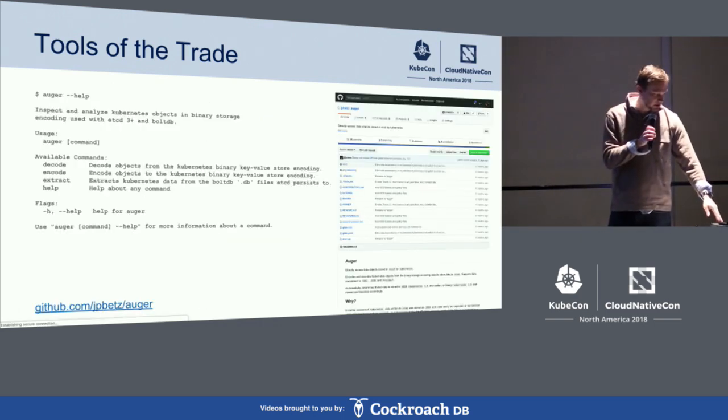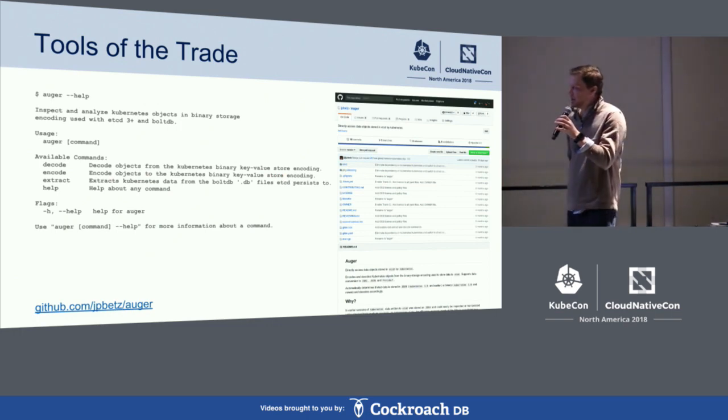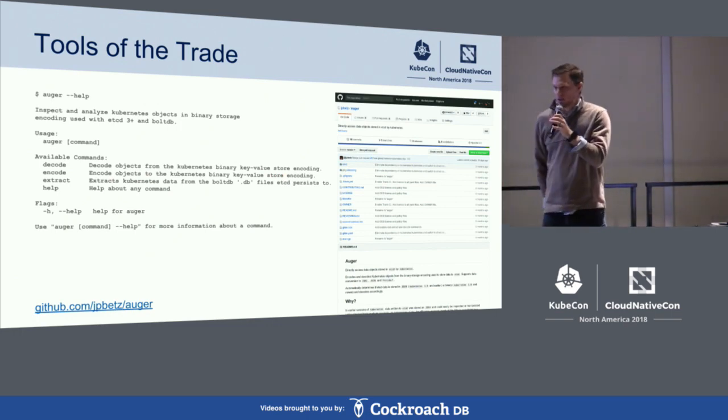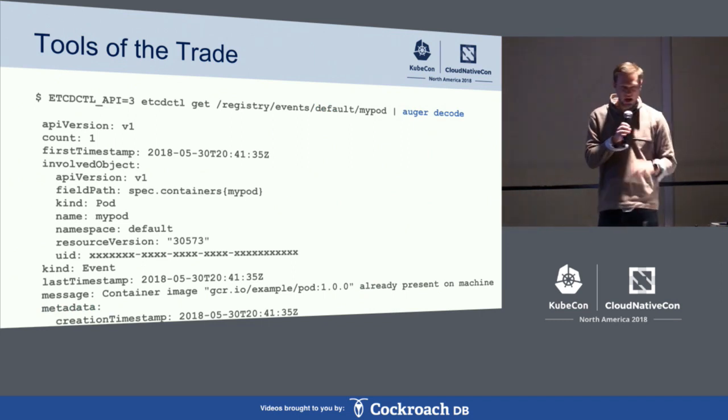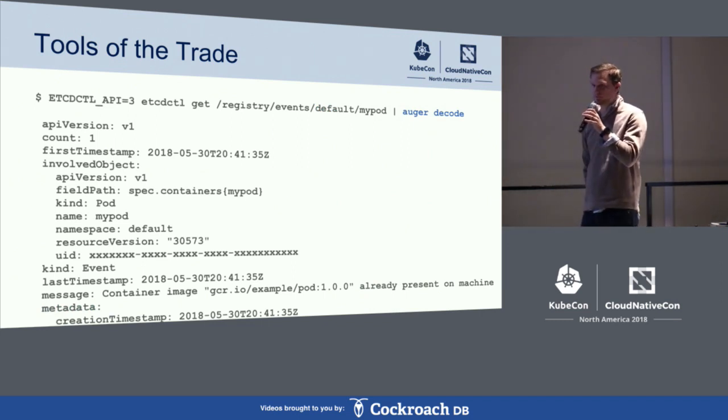So we've written a tool called Augur. It's a pretty simple tool, and what it does is it allows you to examine Kubernetes objects in etcd. It's aware of all the Kubernetes data types, and you can easily just add it to that previous command that we ran and decode that back into YAML or JSON, whatever you want.